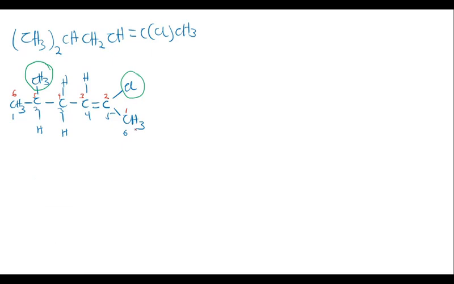Now if we are using the red counting, our parent name will be, 1 2 3 4 5 6, hex, and our double bond is on carbon 2, so we have 2-hexene. Now our first substituent is chlorine, and it's on carbon 2, so we have 2-chloro. Then our second substituent is on carbon 5, so we have 5-methyl. So it means someone using the red counting will give the compound this name.